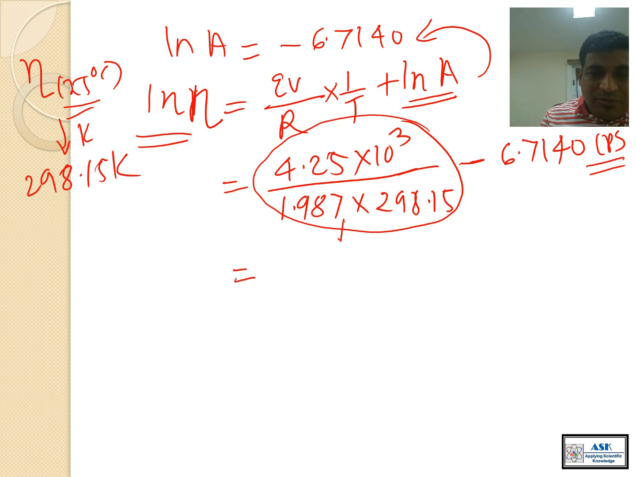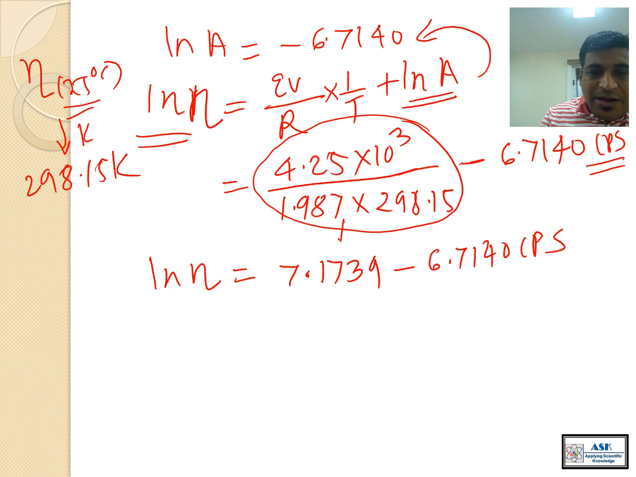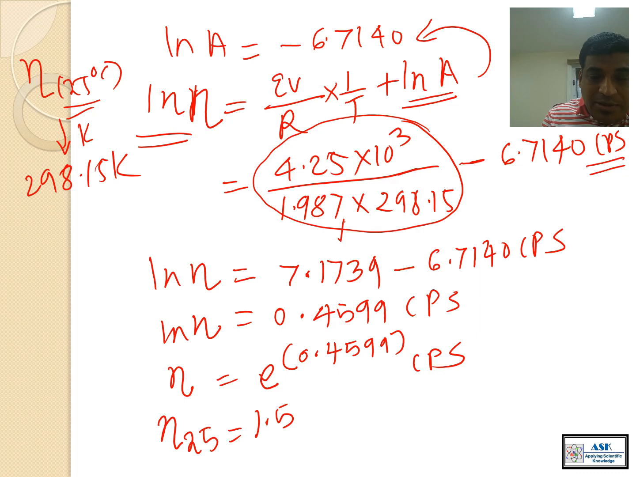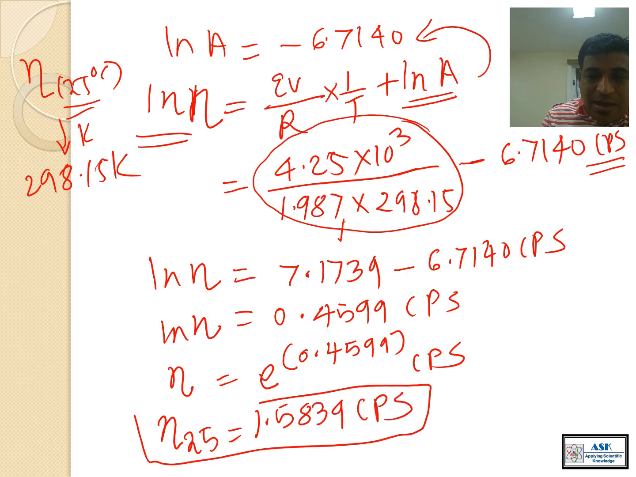Well, if you calculate this one, it will be 7.1739 minus 6.7140 CPS, and that is equal to ln eta, which is equal to 0.4599 CPS. So eta is equal to the exponent of 0.4599, and that's of course CPS. So what is the value of eta 25? It is equal to 1.5839 CPS.